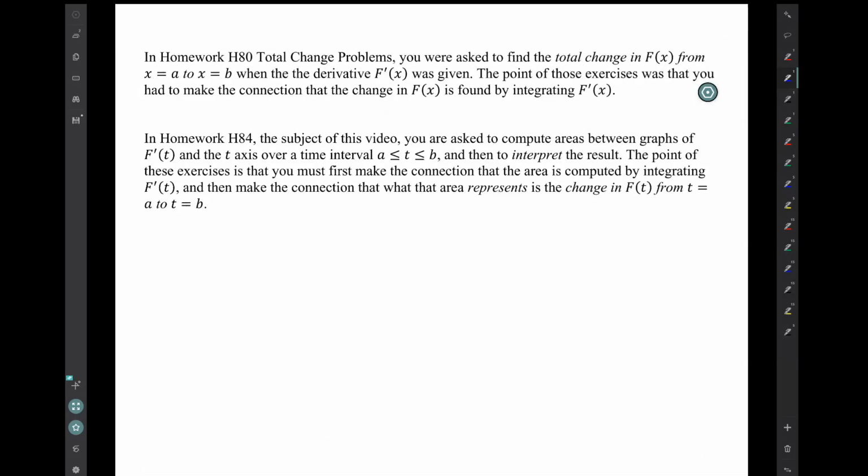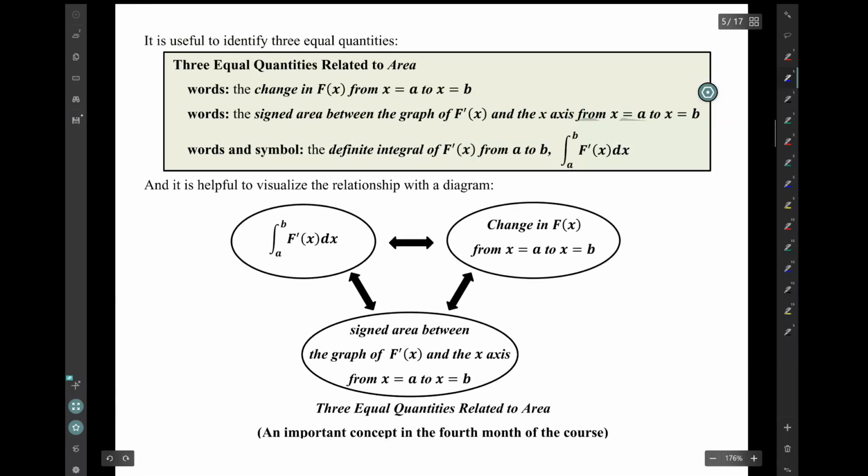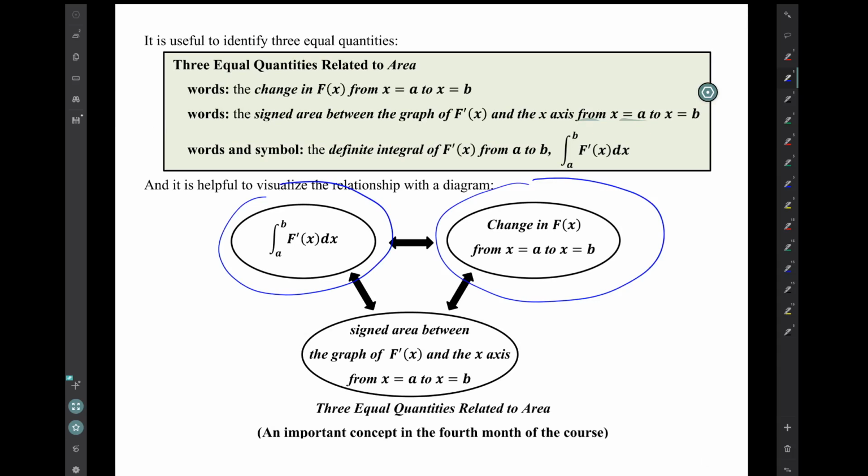In homework 80, total change problems, you were asked to find the total change in some quantity, capital F of x, from a to b, when the derivative, capital F prime, was given. The point of those exercises was that you had to make the connection that the change in capital F is found by integrating capital F prime. That is, you were asked to find this, and you had to make the connection that you found that change in capital F by integrating capital F prime.